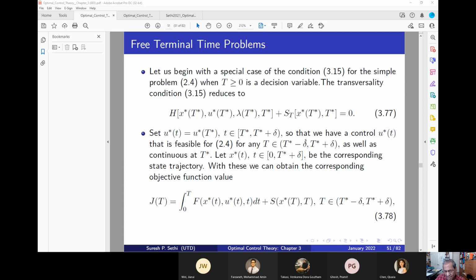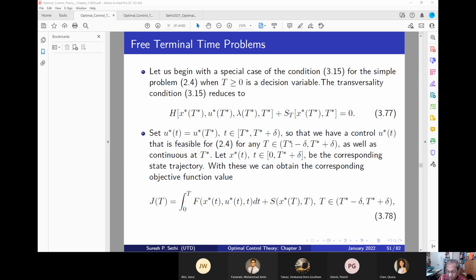If I do the T star minus delta, I can assume the same control. So first of all, let's assume that we have solved the problem and we found the optimal T star. Okay, so that's our beginning. We already know that. So now if I put T star minus delta as another T, then I can use the same control, because my control is defined up to T star. It's not defined beyond T star, but it's defined up to T star, so I can use the same control up to T star minus delta.